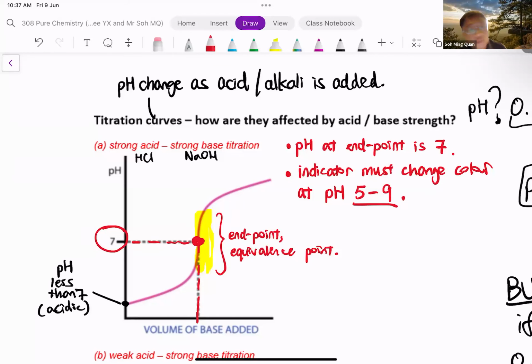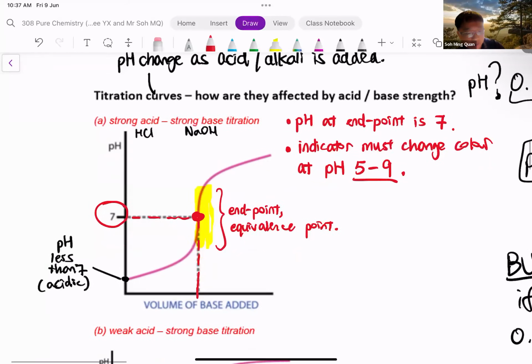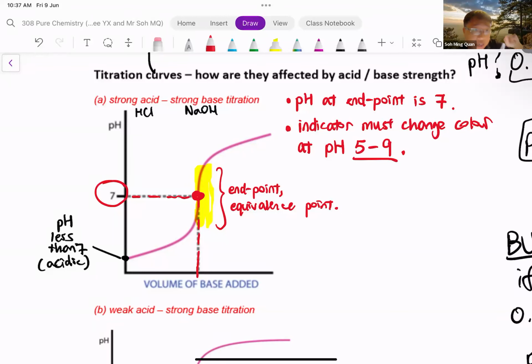All right? Generally speaking, that means wherever the pH the indicator changes color must fall within this pH range. All right? Now, this is a strong acid, strong base titration. So HCl, NaOH, or sulfuric acid, NaOH also works.